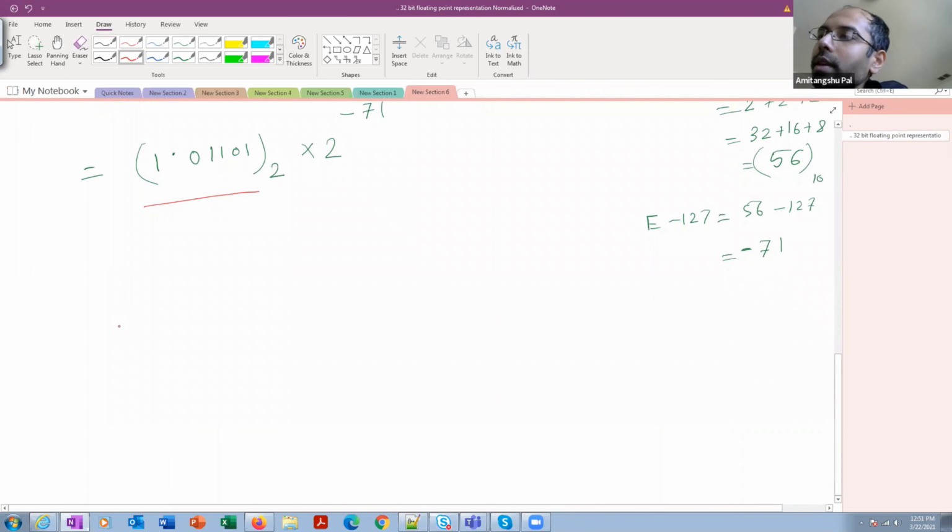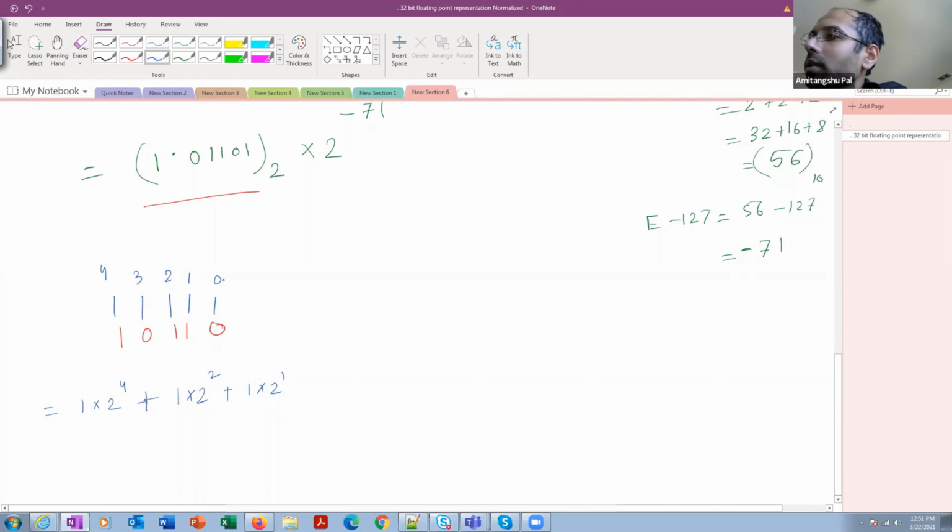So suppose there is a binary number that looks like this, 10110. Let's take any binary number. And this is an integer. How do we convert it to the corresponding decimal representation? We basically number the bits. So this is the 0th bit, 1, 2, 3, and 4. And then we write 1 into 2 to the power 4 plus 0 into 2 cube, 1 into 2 square, plus 1 into 2 to the power 1 plus 0 into 2 to the 0. This is the way I convert from binary to decimal.